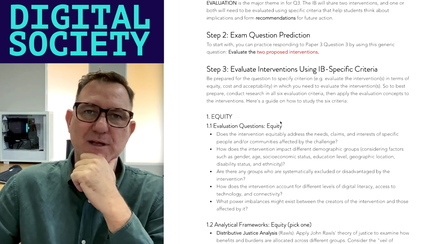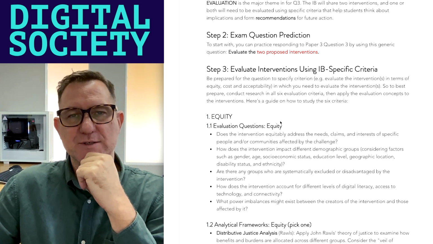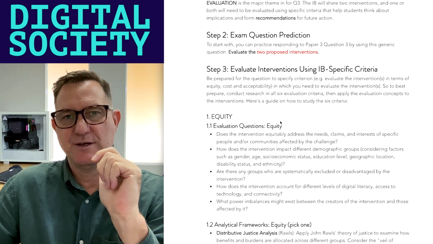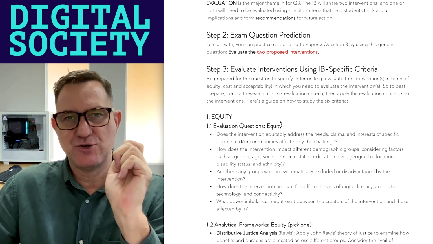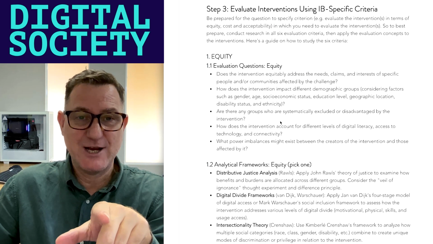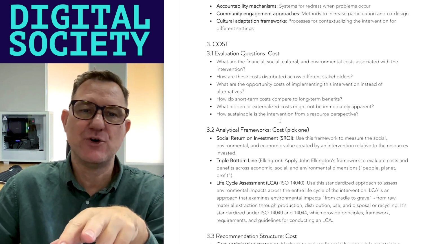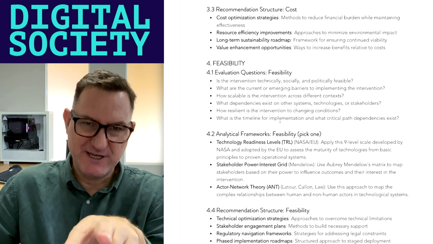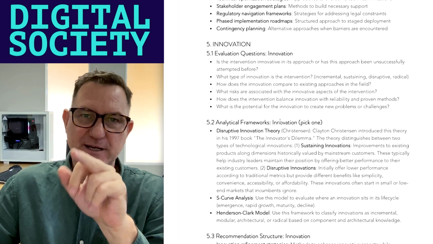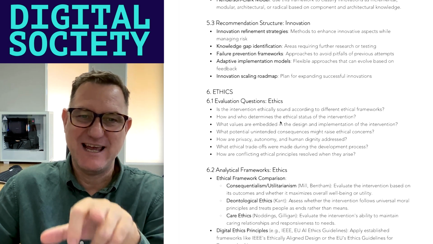Now the IB Digital Society Guidebook has 6 specific evaluation criteria. The first one is equity, next one is acceptability, third one is cost, fourth one is feasibility, the 5th one is innovation, and the last one is ethics.